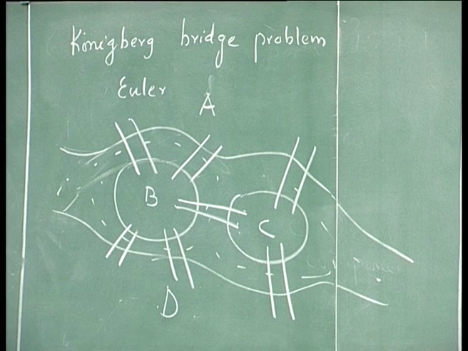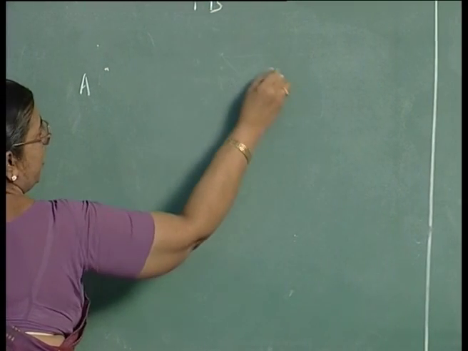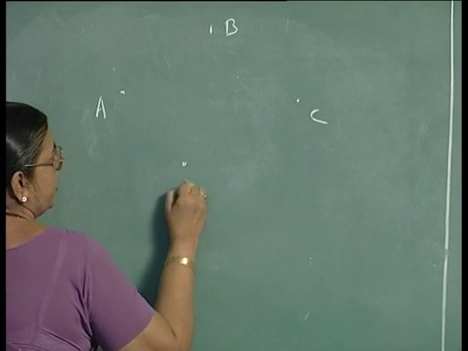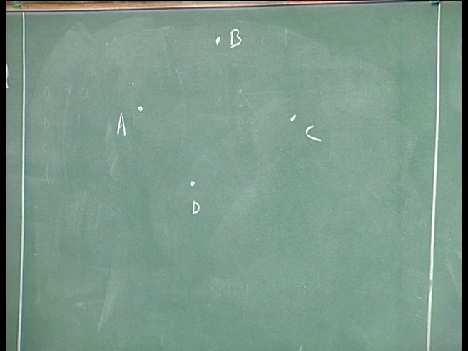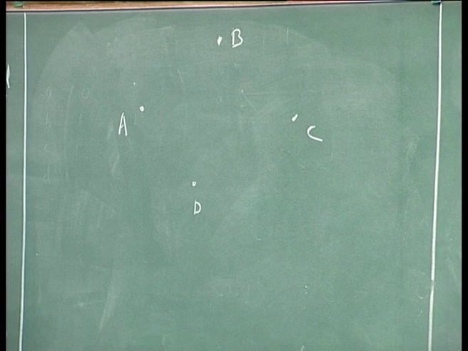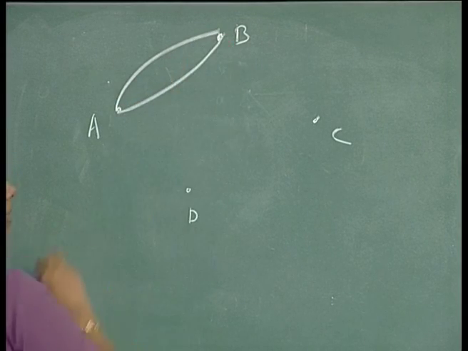He represented this as a graph like this: A, B, C, D, each of the land portions, the 2 islands and the 2 banks. B and C are the islands, A and D are the banks. Now, there are 2 edges between A and B, that was represented like this.